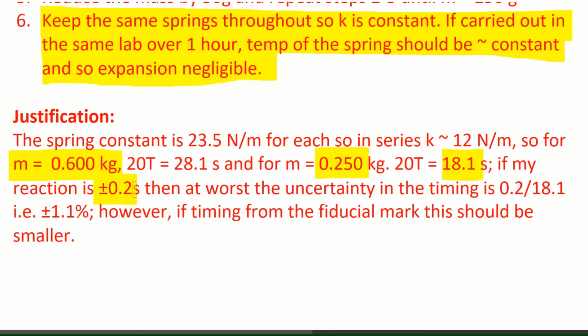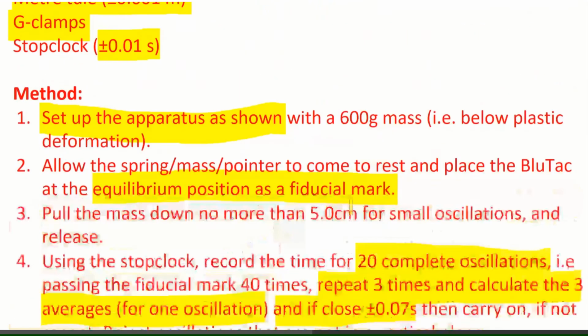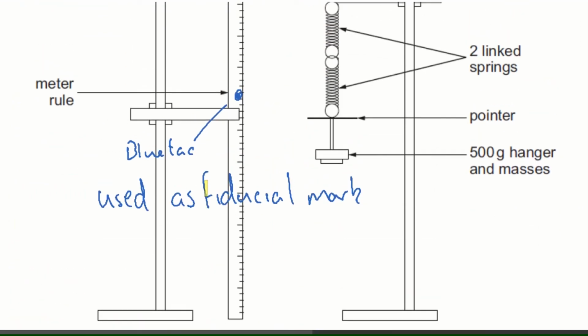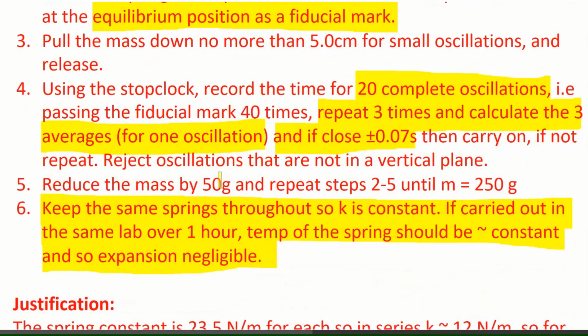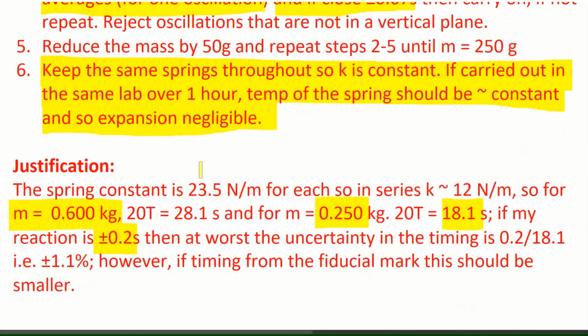So if my reaction time is 0.2 seconds, then at worst the uncertainty is about 0.2 divided by 18.1, which is 1.1%. However, with the timing at the fiducial mark, this should be smaller. So whilst I've not necessarily justified my choice of equipment, what I have done is justified my choice of method. And that's all you need to do.